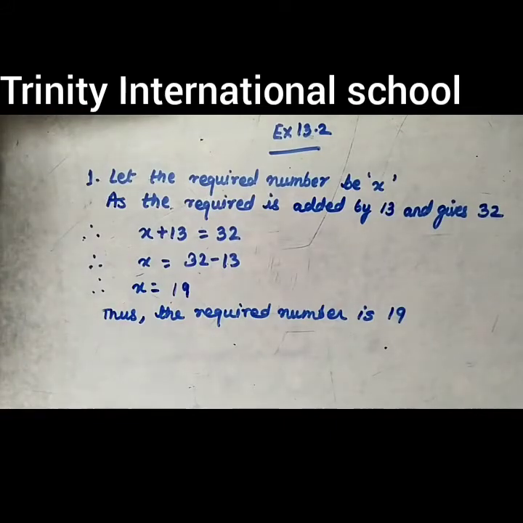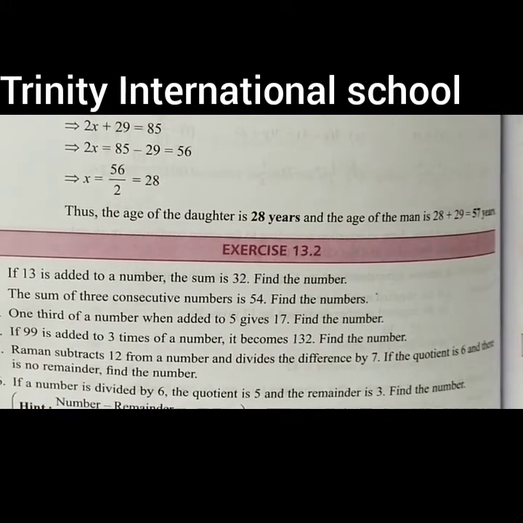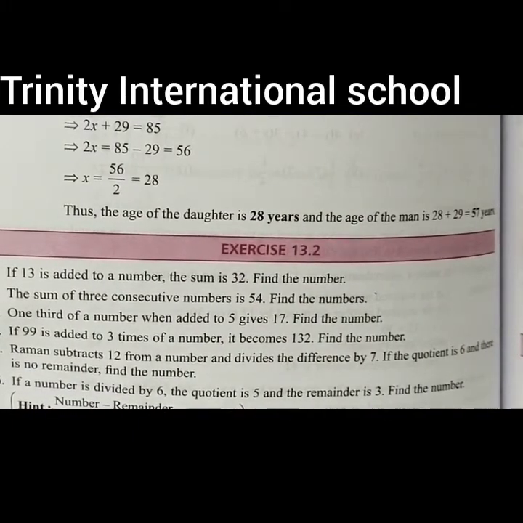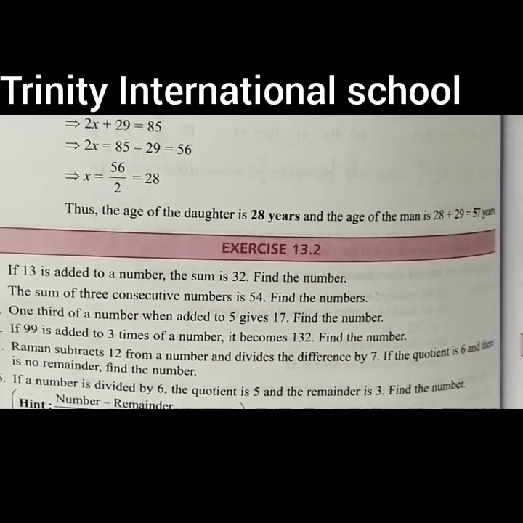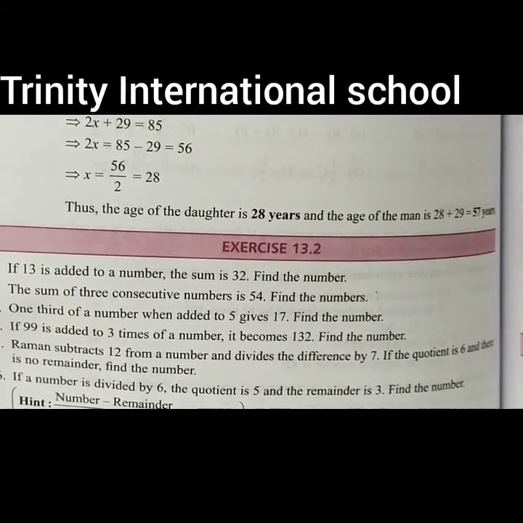Now let us move to the second one. Now, second question is: the sum of three consecutive numbers is 54. Find the numbers. So, you have to find out three numbers.